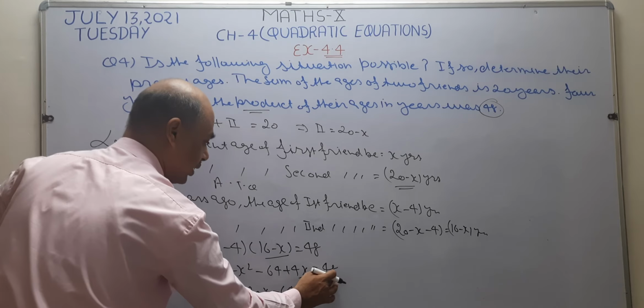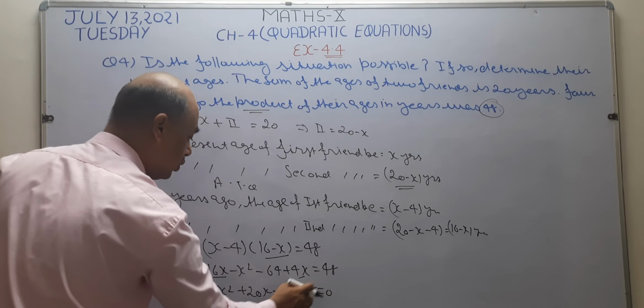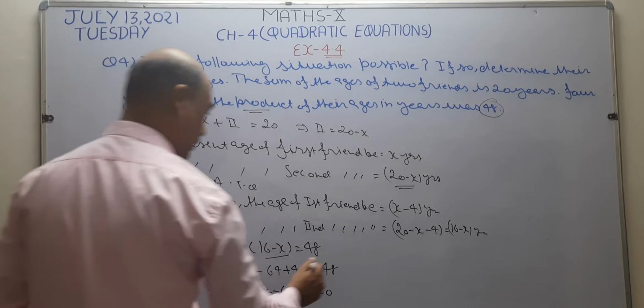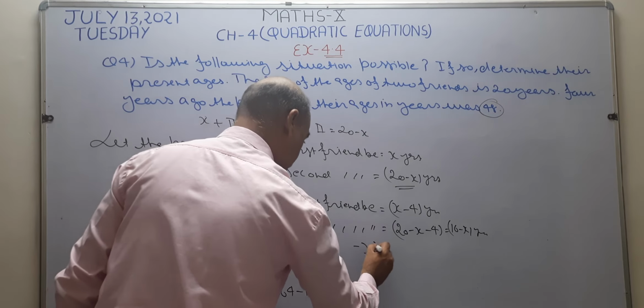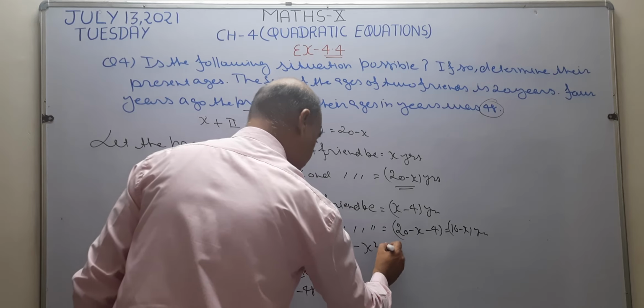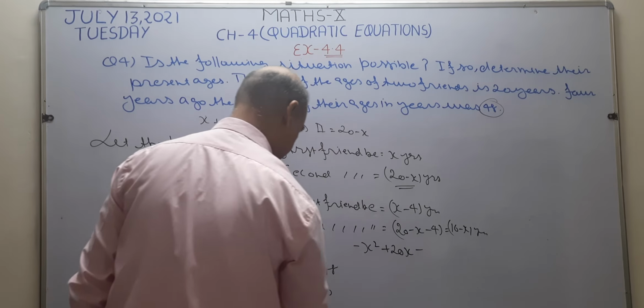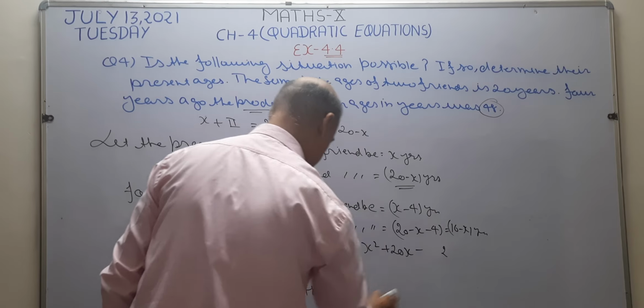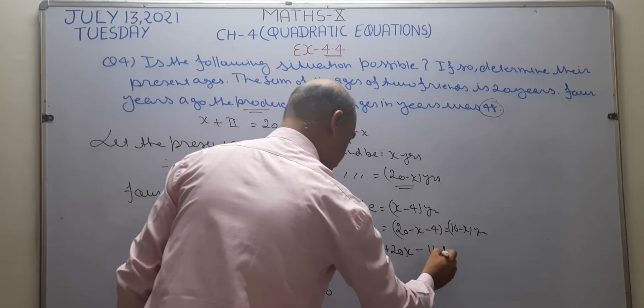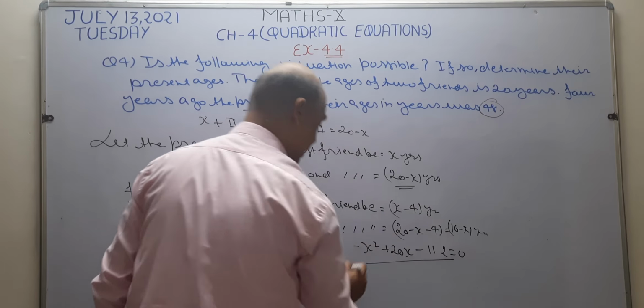I take this term from right to left, so positive becomes negative. So write here minus x square plus 20x, and minus 64 plus minus 48 gives minus 112... plus 4, 12, so this is going to be minus 1 1 2 equal to 0. This is the required quadratic equation.